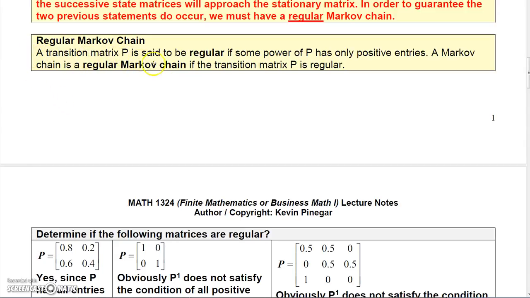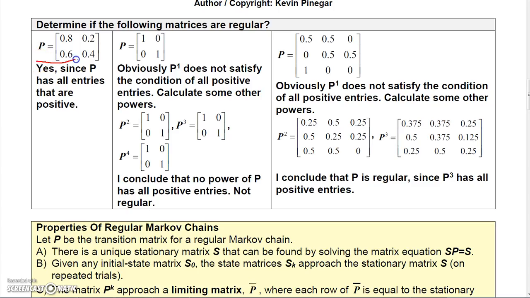A transition matrix is said to be regular if some power of P has only positive entries. A Markov chain is a regular Markov chain if the transition matrix P is regular. So in other words, the transition matrix has only positive entries. Now this transition matrix is regular because all the entries are positive. This matrix here would be an example of a transition matrix that does not satisfy the conditions.